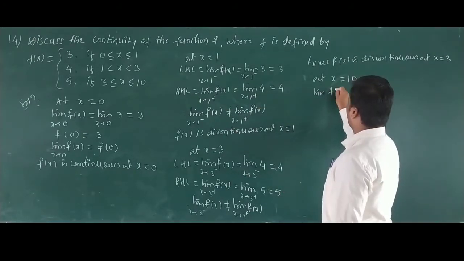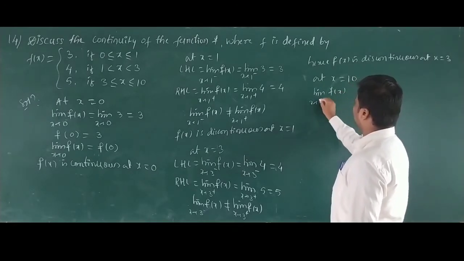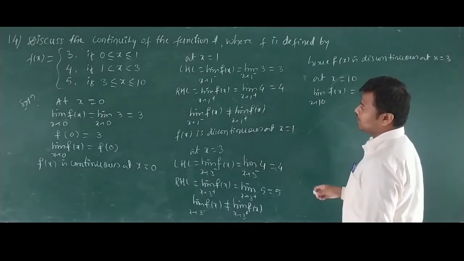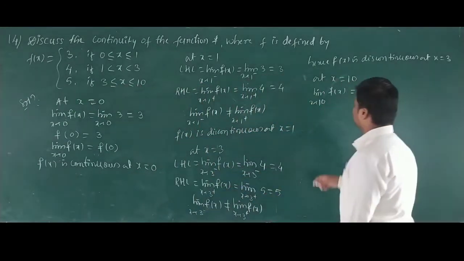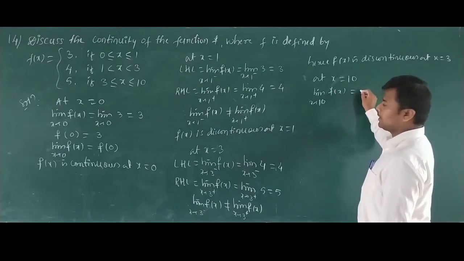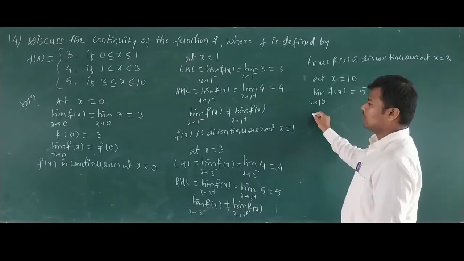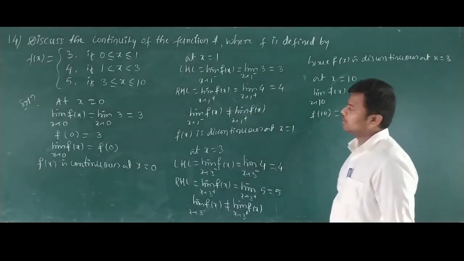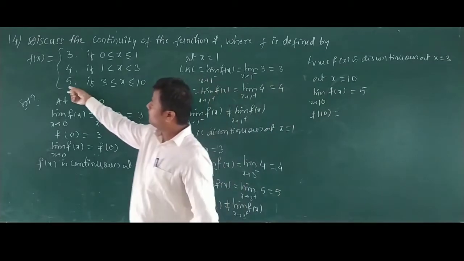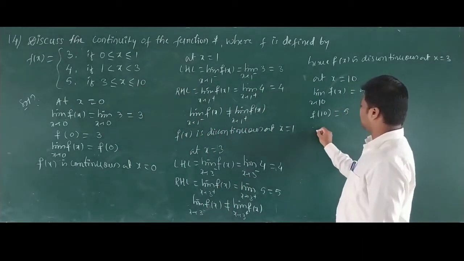Limit of f of x as x tends to 0, sorry 10, this equals what? If it is less than 10 it is 5. They said 10 minus, so both become the same. This value is 5 and what is f of 10? The value of the function at x equal to 10 maps to 5. So this is 5. So both are same.